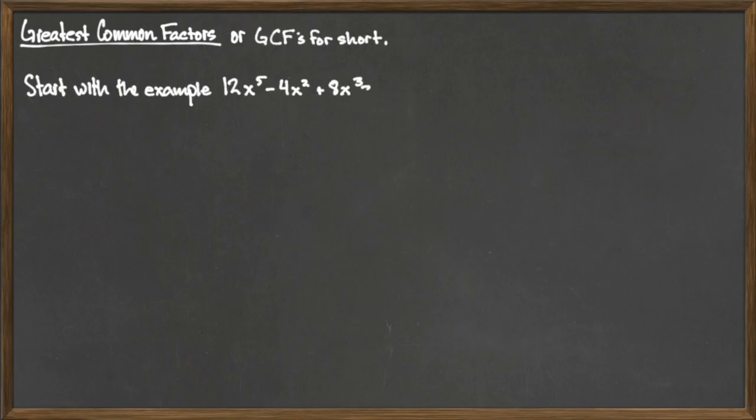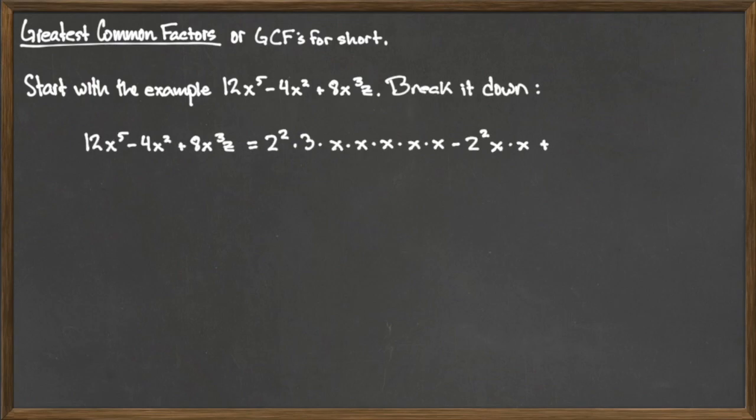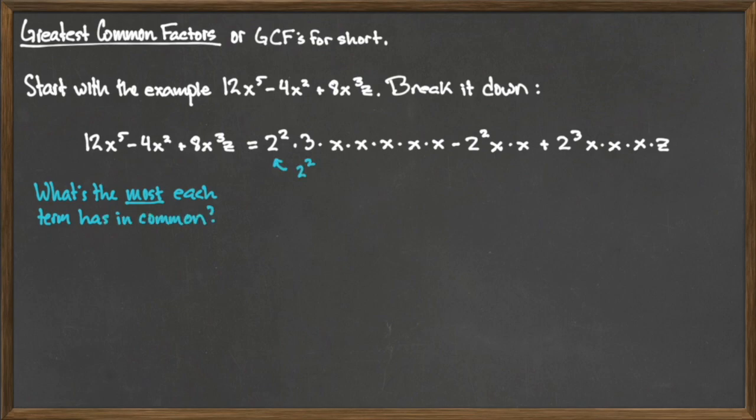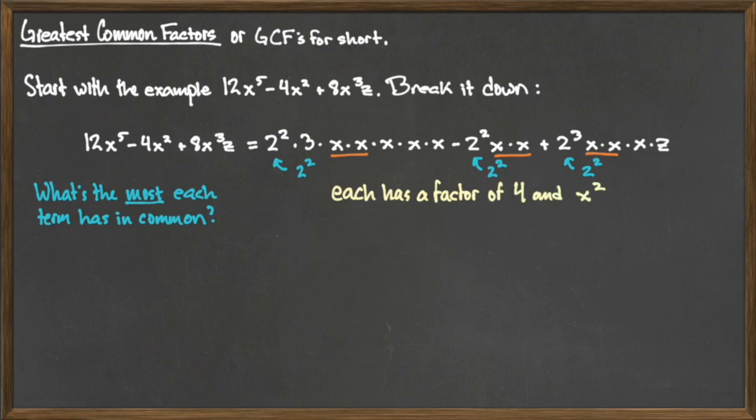Now let's motivate the idea of factoring out the greatest common factor, or the GCF for short. Let's start with the expression 12x to the fifth minus 4x squared plus 8x cubed times z. We're going to break this down in full detail, meaning that we're going to write every number factored out and every copy of x and z that we can see. What we want to do is figure out what all these terms have most in common, and we're talking numbers and number of variables. As we scan through each term, we can see that 2 squared is present within each term, as well as 2 copies of the variable x.